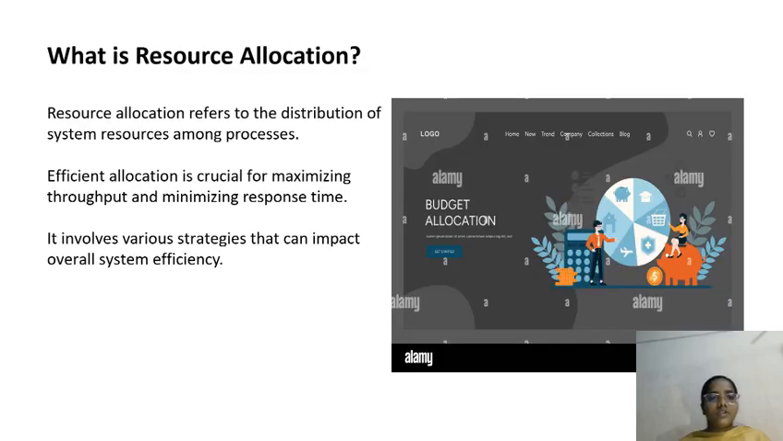Next, I am going into the topic: what is resource allocation. Resource allocation refers to the distribution of system resources among processes. Efficient allocation is crucial for maximizing throughput and minimizing response time. It involves various strategies that can impact overall system efficiency.